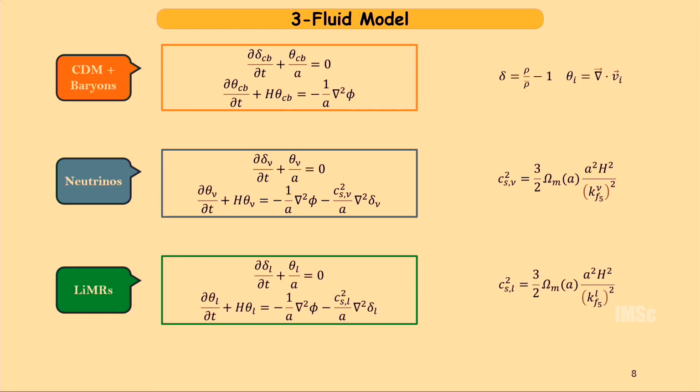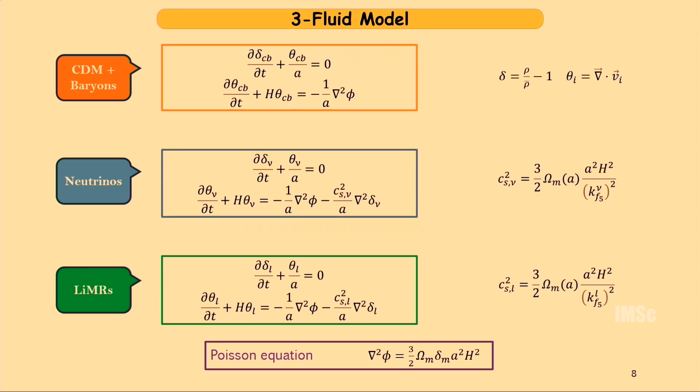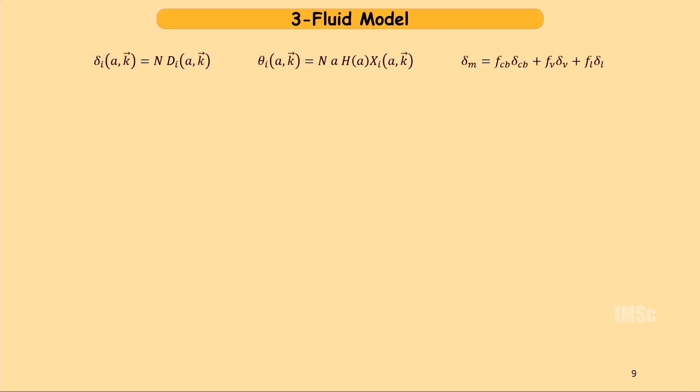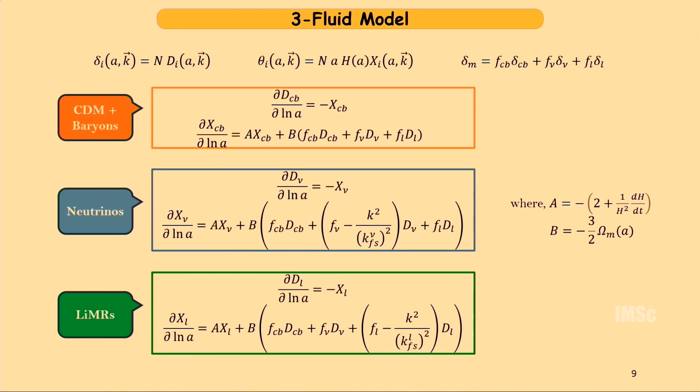And then we also set up the equation for LiMR particles similarly to that of neutrinos, apart from the difference that they would have a different free streaming scale from the neutrino particles. Then we close this set of equations with the Poisson equation. We consider these normalizations and solve the set of equations that I showed on the previous slide. The point to note is that the existence of these LiMR species will change the growth rates of CDM as well as the neutrino particles.